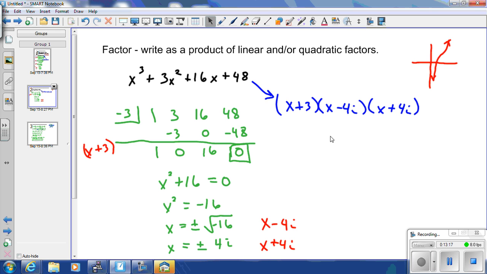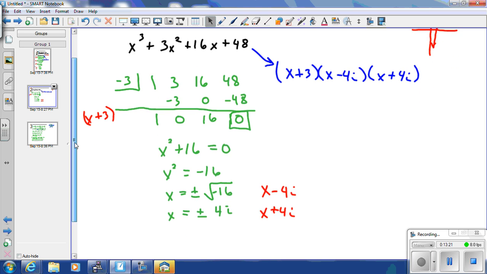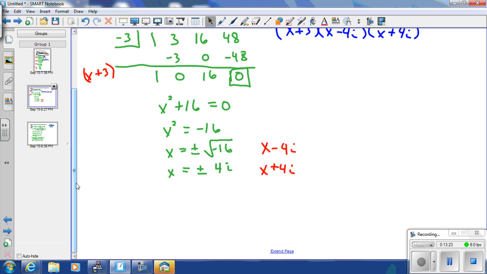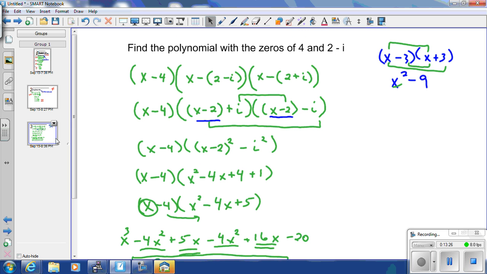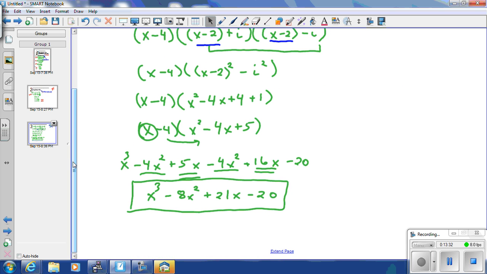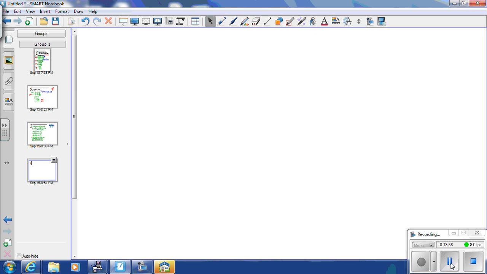Okay, here we had another problem, a little bit easier, same idea though. Once we find one factor, we're using synthetic division, and we keep on working our way down. And then lastly, we had the problem where I give you the zeros and you find the polynomial. So we'll try some practice problems here on this.